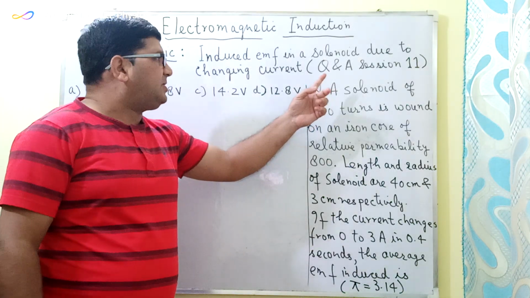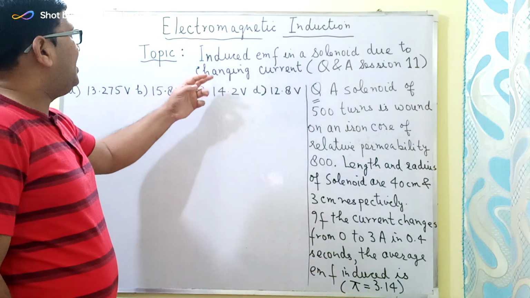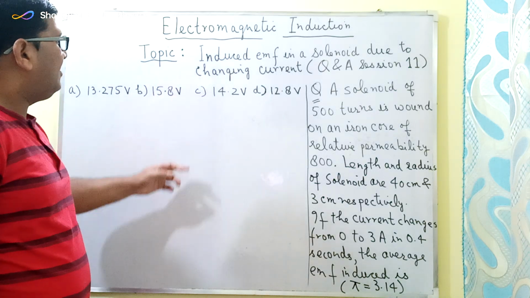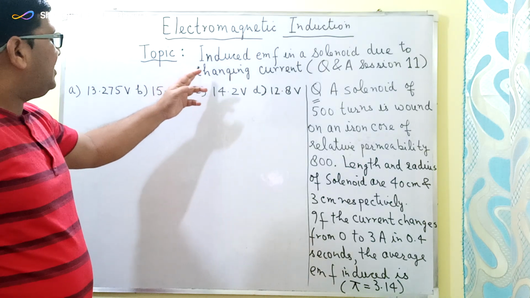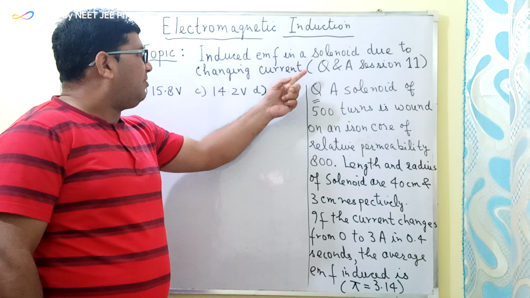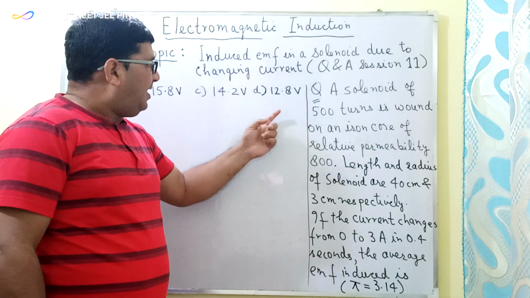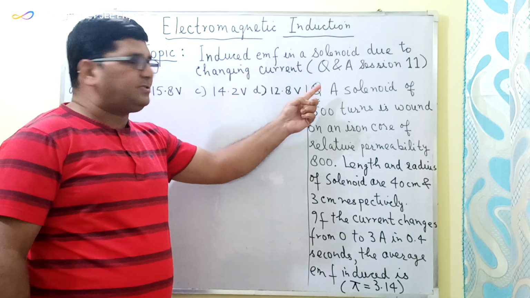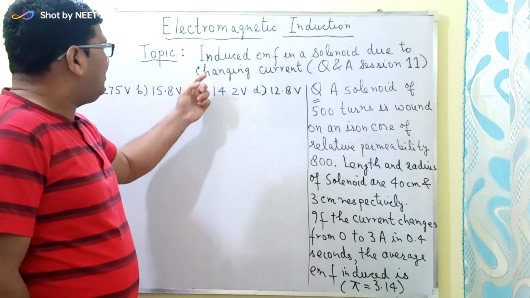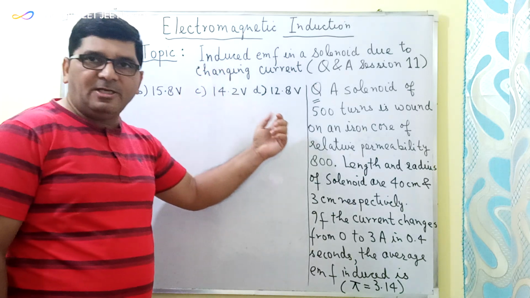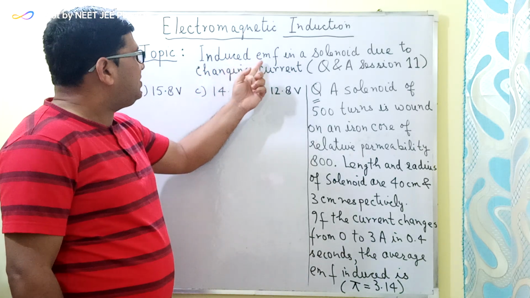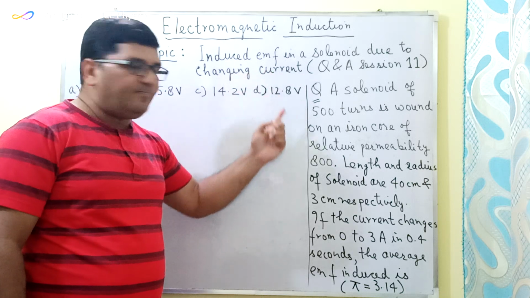Welcome to the Q&A session 11 from the playlist of electromagnetic induction. The topic for today's session is the induced EMF in a solenoid due to the changing current. This session is in continuation of session number 9, in which we studied the self-inductance of a coil and the induced EMF due to the changing current.